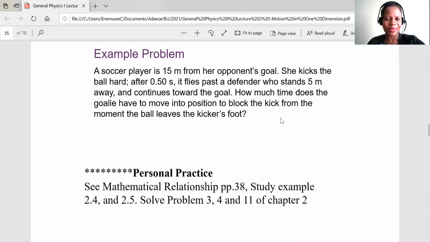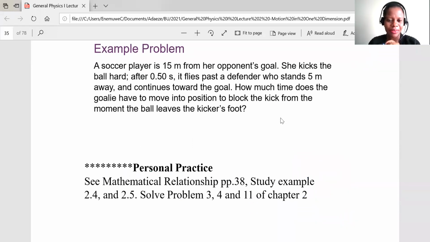Okay, so we have just 5 minutes left to interact, but you have some personal practice. In our text on page 38, we'll see the mathematical relationship, something about ratio and all that. I'd like you to practice that and study example 2.4 and example 2.5. I have this lecture module in PDF and PowerPoint form too. So you can solve problems 3, 4, and 11 of chapter 2. Okay. So you have to solve those under the problem section, not the question section. I believe that every one of us has access now to our text. I don't have to copy this out for anyone, right? Okay. Thank you.